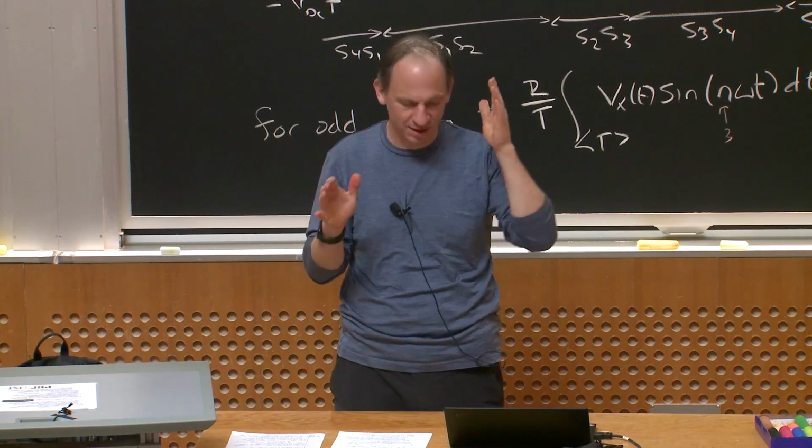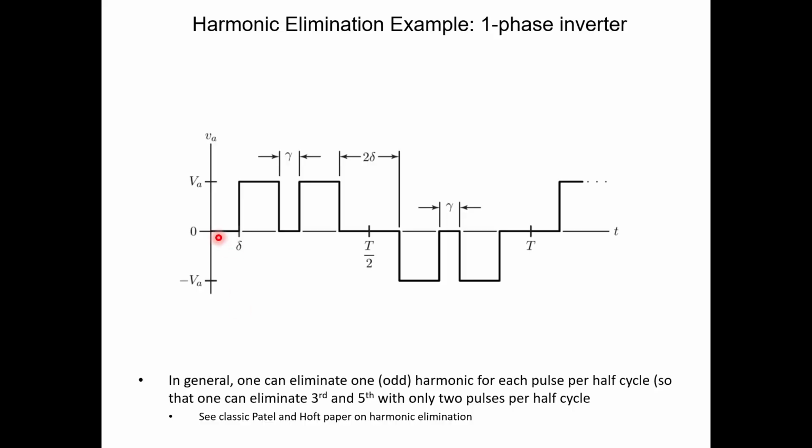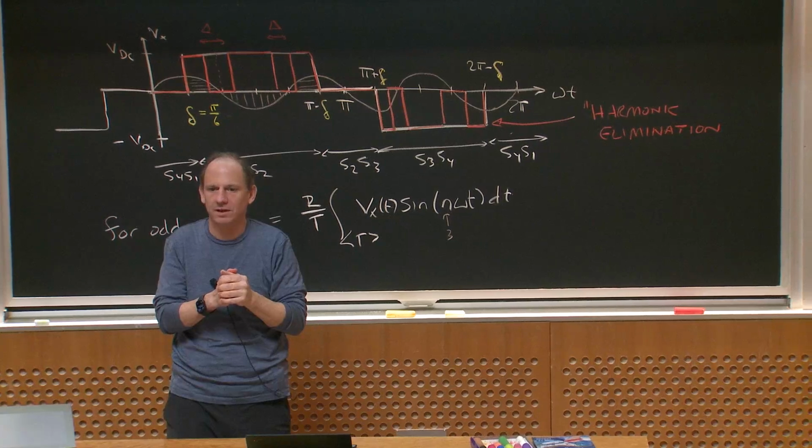I only have odds. So I could actually pick this waveform, because I have 2 degrees of freedom, little delta in this example, gamma. I could kill the fifth and the seventh, or the third and the fifth, but only have 2 pulses in a half cycle, and so have fewer switching transitions than I do in this example waveform. Okay? And generally, the rule is for each pulse per half cycle, I get to pick 1 odd harmonic to eliminate. Okay? Any questions about that?